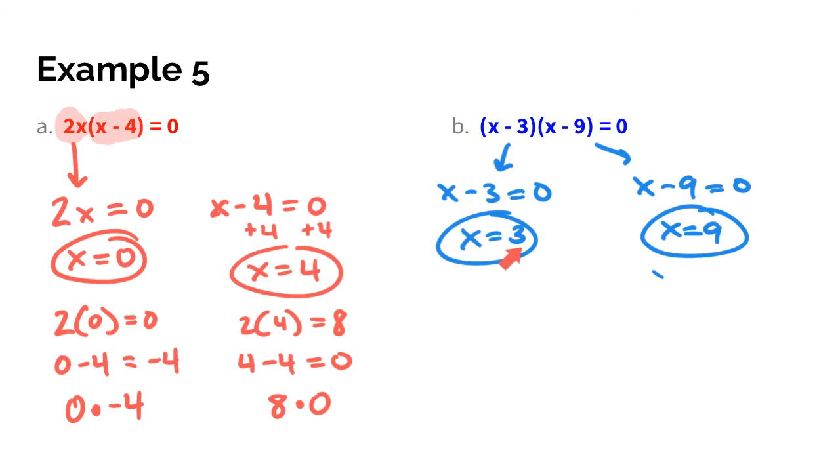Again, when 3 is plugged in, 3 minus 3 is 0. 3 minus 9 would be negative 6. So it makes the first term 0. Here, 9. 9 minus 3 is 6, but 9 minus 9 is 0. So again, when I multiply something by a 0, I'm going to get 0.